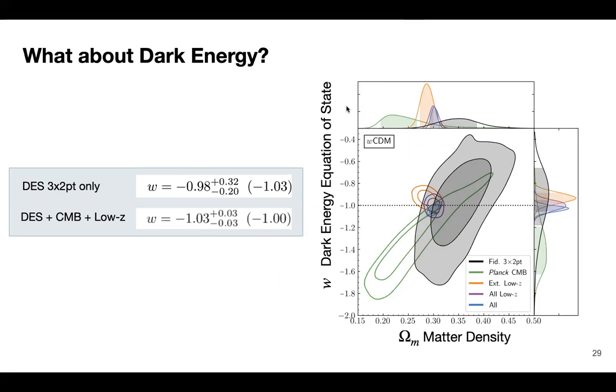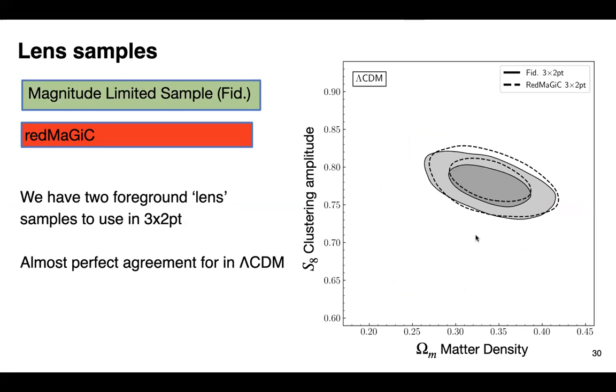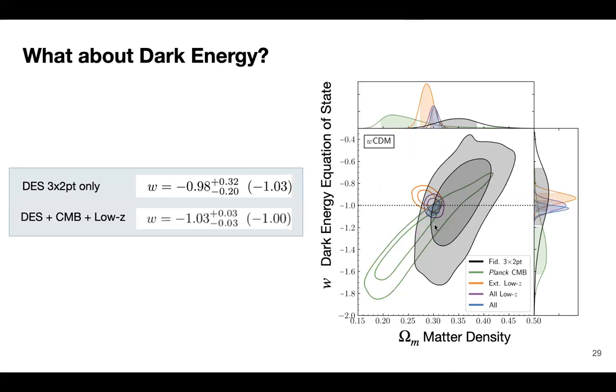So this is looking at the dark energy equation of state versus omega matter in a slightly different parameter space, where we basically added one extra free parameter. And you can see that DES alone gives you a moderate W constraint by itself. The CMB gives you a moderate W constraint by itself, but when we add those together, and you can also add other low redshift spectroscopic information, you get these really tight little contours that are really hard to see on these plots because they're such tight constraints.